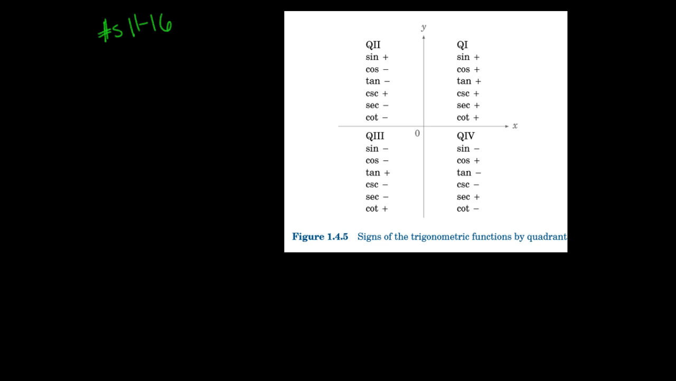So this is a table from your book, but I don't want you to memorize it. I just want you to make sense of it. Notice that in the first quadrant, all of the ratios, sine, cosine, tangent, cosecant, secant, and cotangent, are all positive. And think about it. X is positive, y is positive, and r, the distance from the origin, is positive. So all of the ratios are going to be positive.